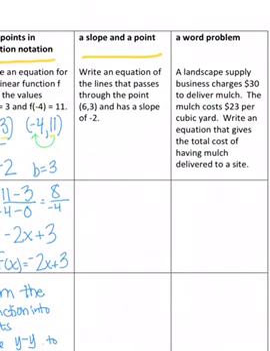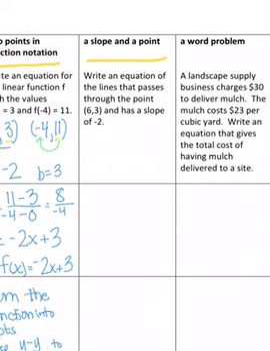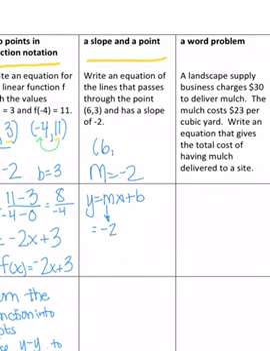So for our last one, we're going to write an equation of a line that passes through a point 6, 3 and has a slope of -2. So this time we do not have the y-intercept, but they do give us the slope, which is -2. So to start this one, I'm going to start with y equals mx plus b. Then I'm going to plug in what I do know. I know that m is -2. I also know they've given us a point, and in that point, x is 6 and y is 3.